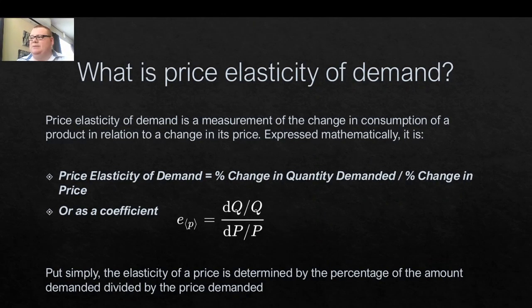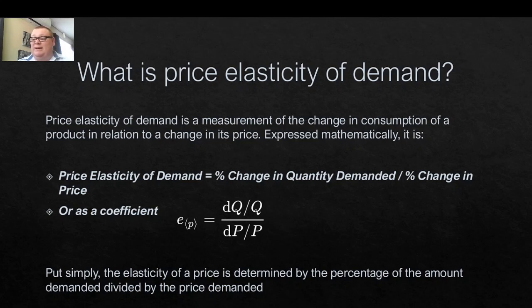So, what is price elasticity of demand? Price elasticity of demand is a measurement of the change in consumption of a particular product in relation to a change in its price. Expressed mathematically, the price elasticity of demand is equal to the percent change in quantity demanded divided by the percent change in price, or as a coefficient, E for elasticity of price is equal to change in quantity over quantity divided by change in price over price.